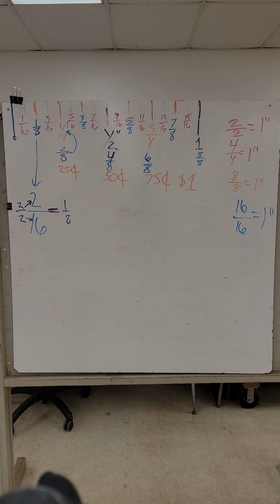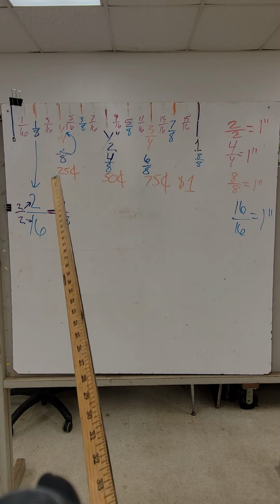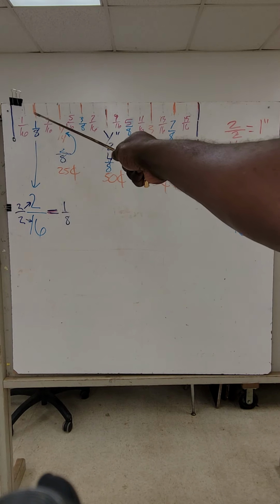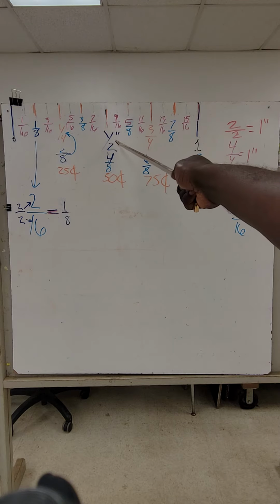All right, guys, real quickly, I'm just explaining to you how to figure out the quarter parts of a 1 inch. When you're looking at this, all you're going to do is pay attention to counting by fours. You'll find your half inch first by folding paper in half.